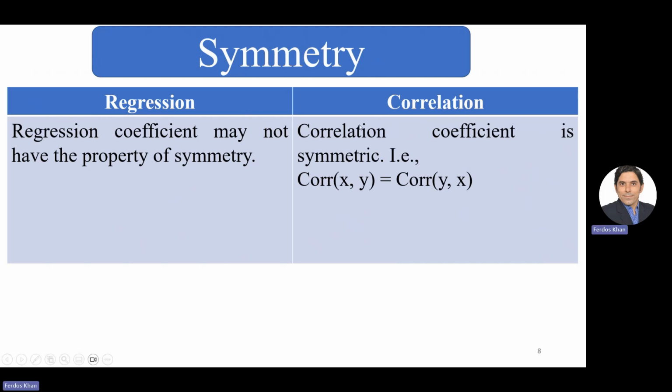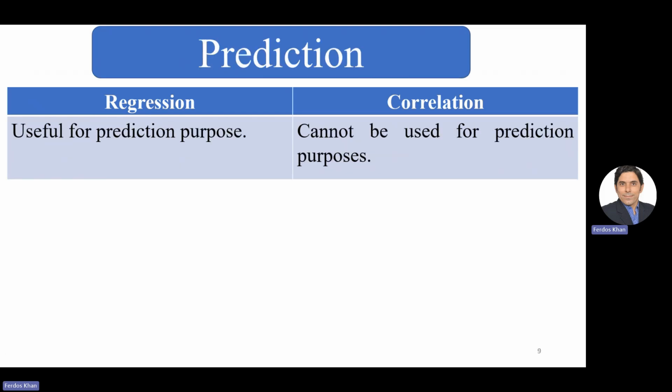Symmetry. I will start with correlation. The correlation coefficient is symmetric, i.e., the covariance between x and y is equal to the covariance between y and x. So if you calculate the correlation between x and y, and y and x, both will be the same, which means that the correlation coefficient is symmetric. The regression coefficient may not have the property of symmetry. The regression of y on x and of x on y may not be the same because one is the dependent variable and the other is the independent variable. You can check this with a data set, but it may not be symmetric. However, for sure, the correlation coefficient is symmetric. So this is another difference between the two concepts.